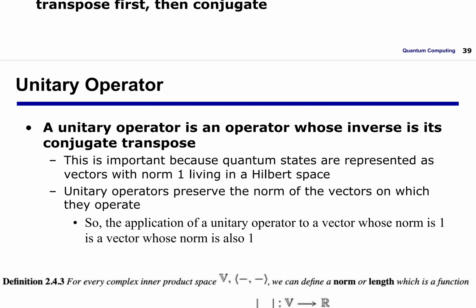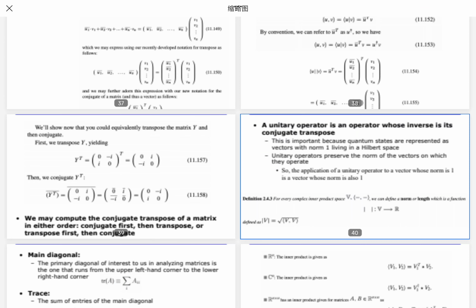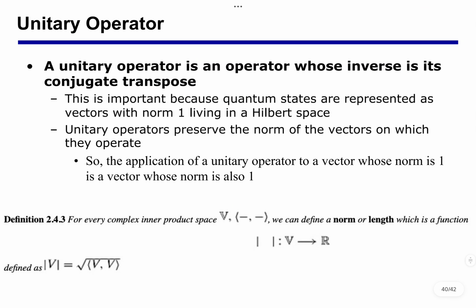A unitary operator is an operator whose inverse is its conjugate transpose. When we conjugate transpose it, its inverse, so the inverse times u dagger, u inverse times u dagger, is the identity. This is important because quantum states are represented as vectors with norm one in a Hilbert space, and we can define a norm, which is a function.